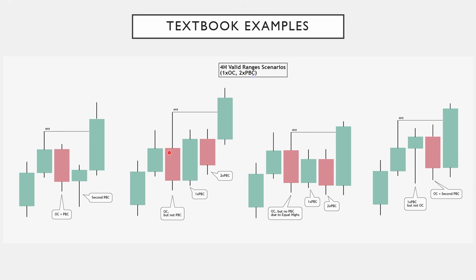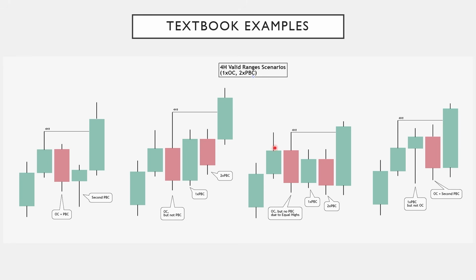Pushing up, we're getting an opposite candle, but it's not a pullback candle. So then we anchor to this high, and then we get 1 pullback candle that does not break this high, 2 pullback candles that do not break this high. Perfect, right? That here is a valid range.